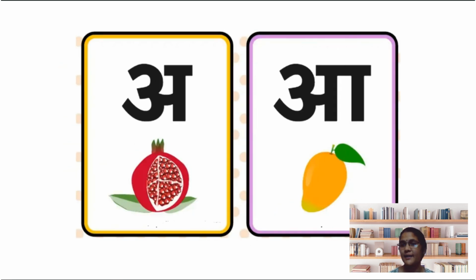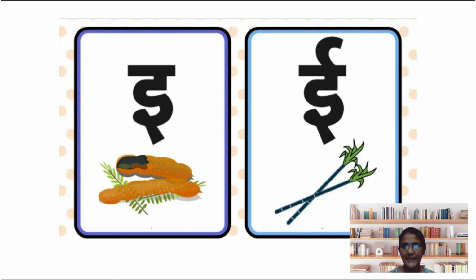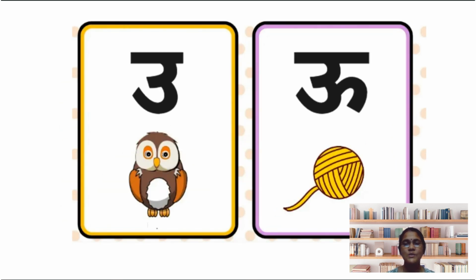So I'm repeating it again. A as in Anar, A as in Am. E as in Imli, E as in Eek. U as in Ullu, U as in Un.